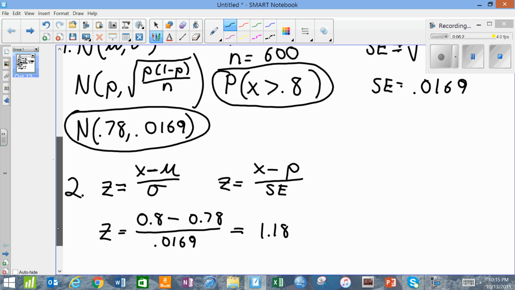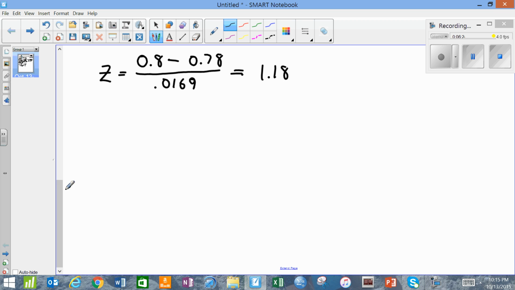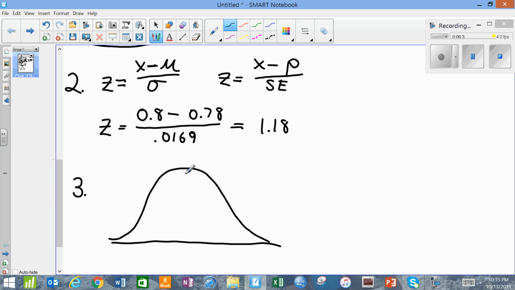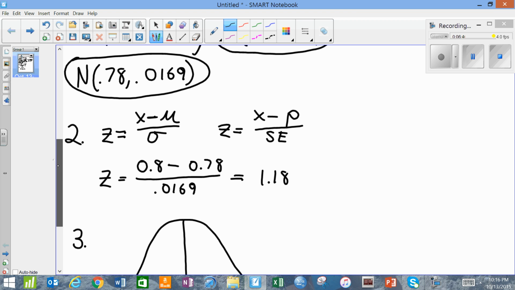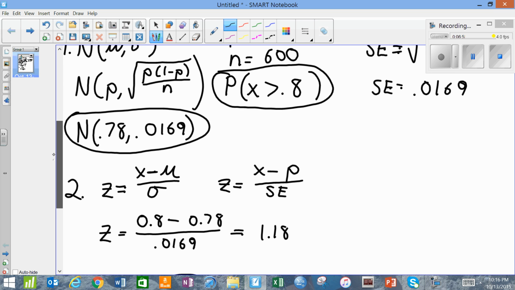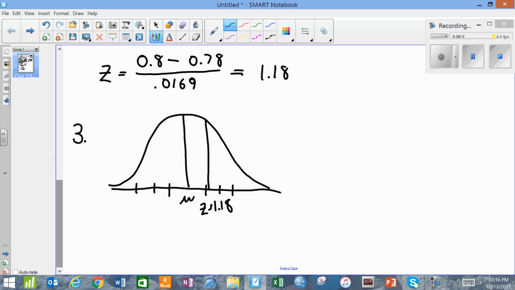And because we need to look it up in our table 2 in the back of the book, we want to leave it to 2 decimal points. So then in step 3, we're going to graph that on the normal curve. And again, our mu is going to be that 0.78. It's going to be our middle, but we don't need to worry about that. We just know that we're looking at a z-score just to the right of 1, because that's z equals 1.18. And if we go back, we notice that we're looking at the probability that we're greater than 80%. So since it's greater than, we're going to shade to the right.